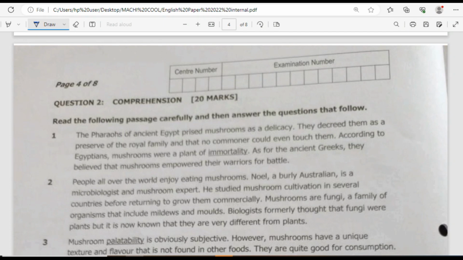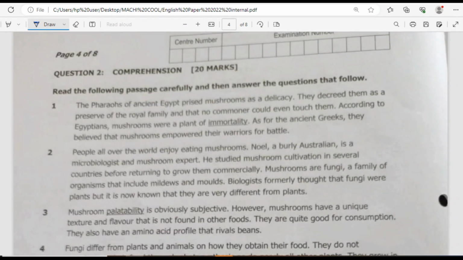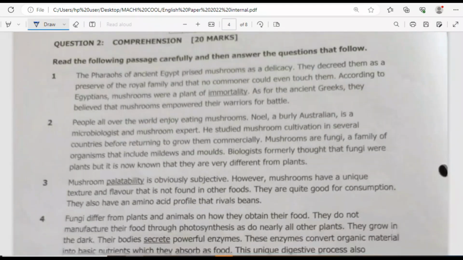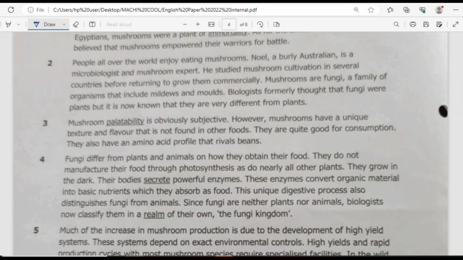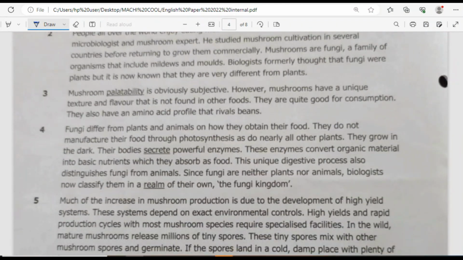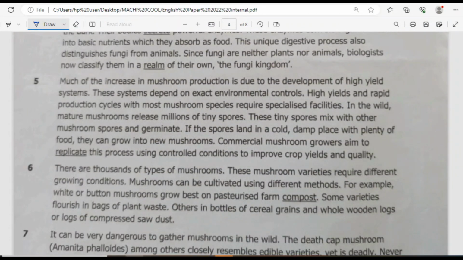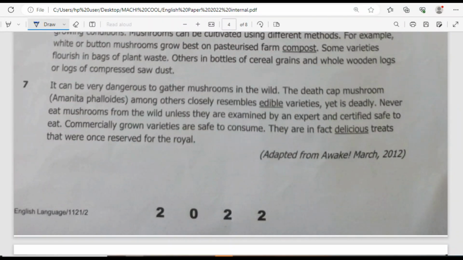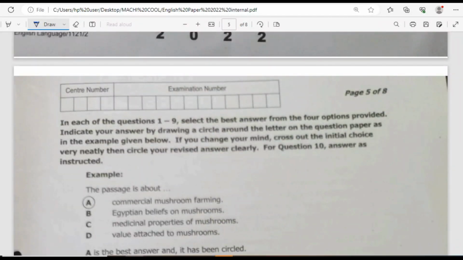So, comprehension. The words that are underlined are very important. You should pay attention to them. So we have mortality, and then palatability. So these are the words. Secret, and then we have realm, then we have compost, and then we have edible, delicious. So we can go to the questions so that we get them correctly.